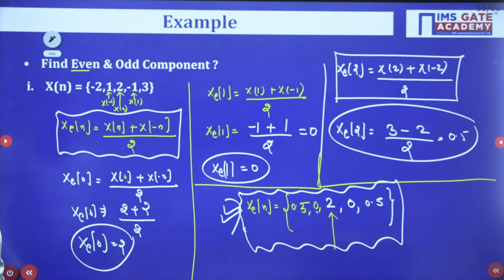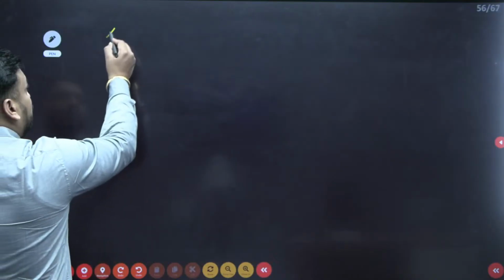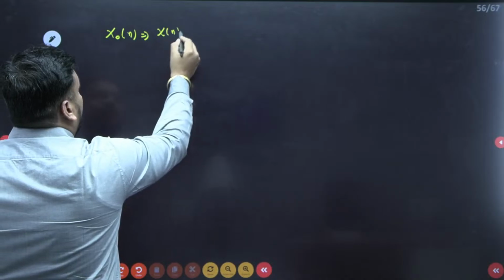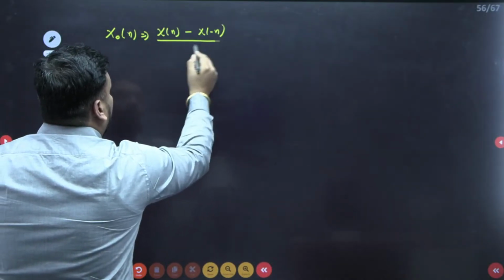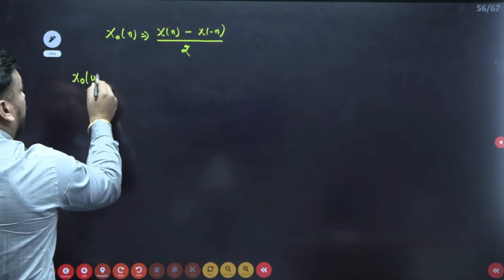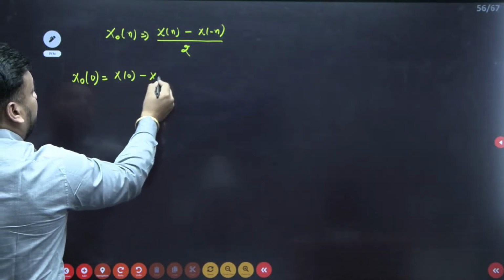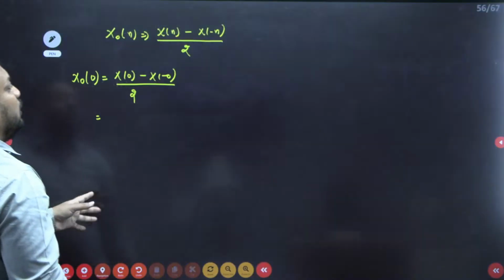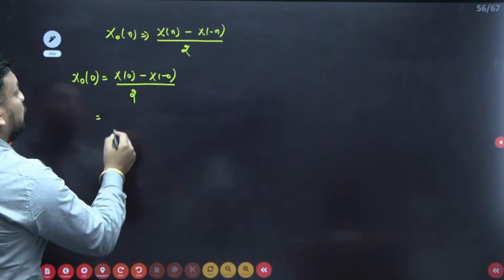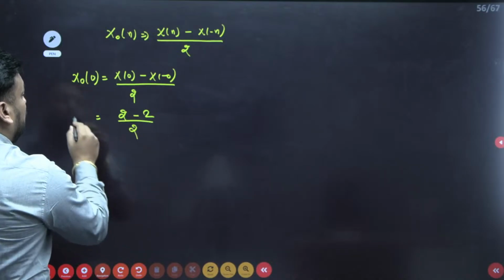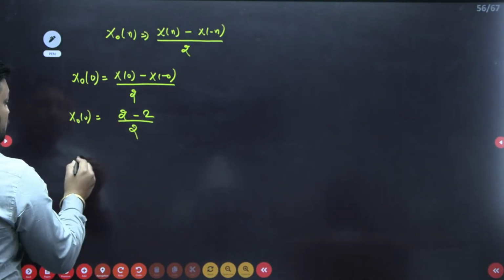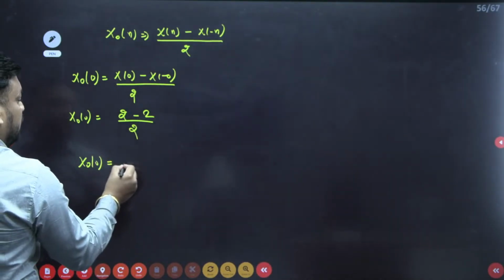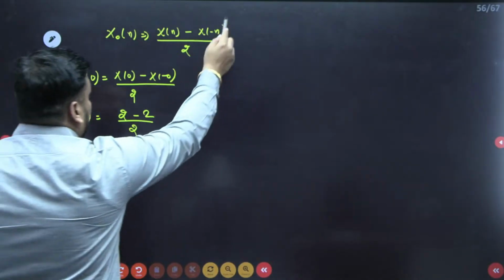Similarly, children, here only you can also decide the odd part of n. If I wish to write x odd part of n, then the formula says x[n] minus x[-n] upon 2. So if I wish to write x odd part of 0, then my formula is x[0] minus x[-0] upon 2. Minus 0 has no significance, 0 is 0 only. So x[0] value is 2, so you should write here 2 minus 2 upon 2. So this is your x odd part of 0, and it will give you 0 value.